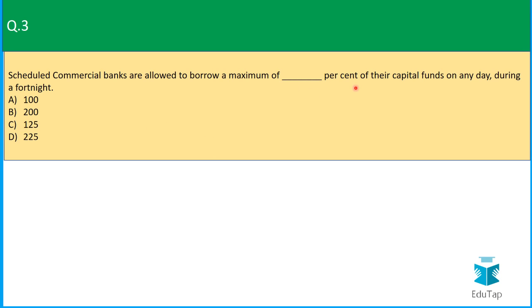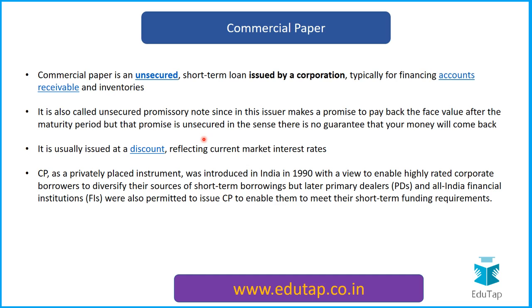That is option number C. Maximum 125% of their capital funds can be lent on any given day, but on an average basis, it should not be more than 100%, and that average should be for a period of 15 days. Now we move to commercial paper. So I have explained you about call notice market. Now I'll explain you about commercial paper.